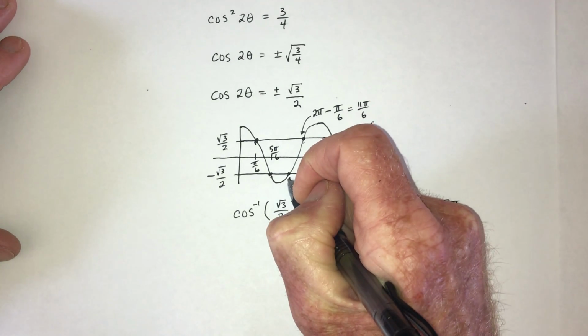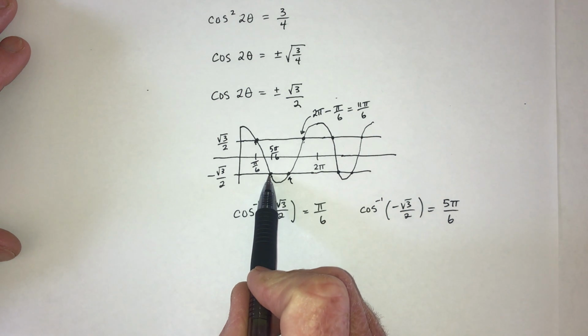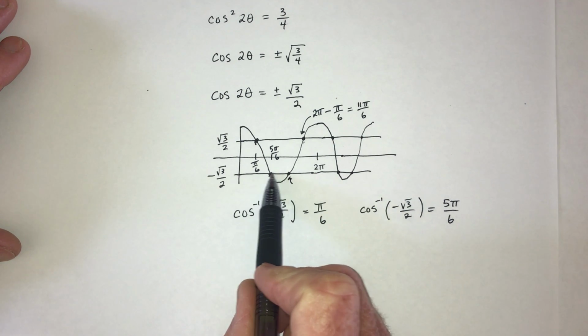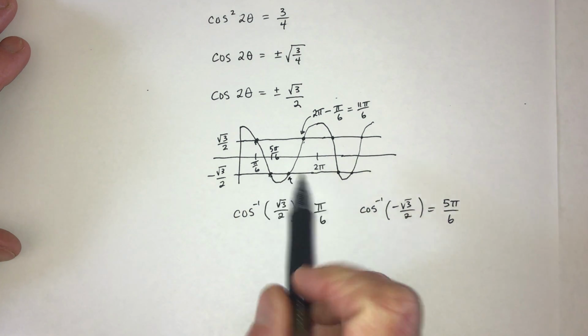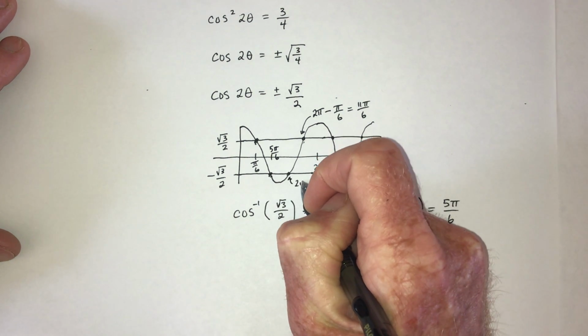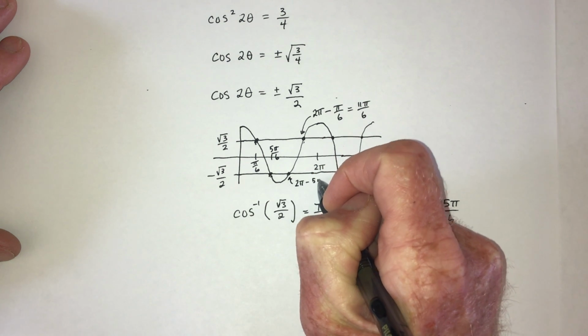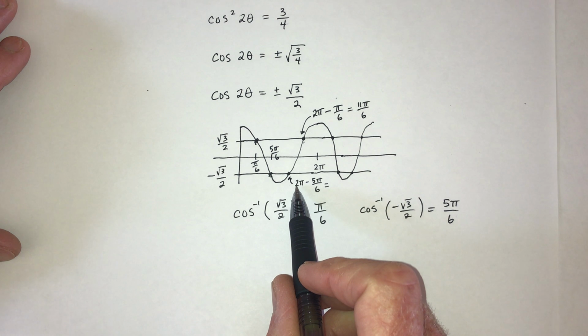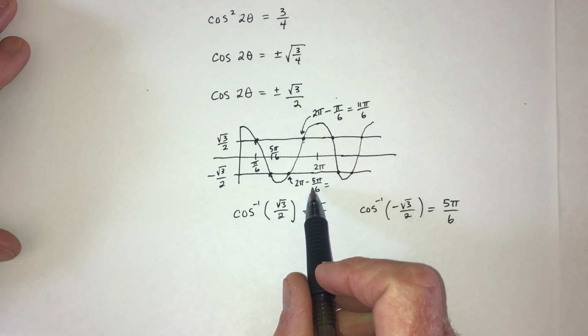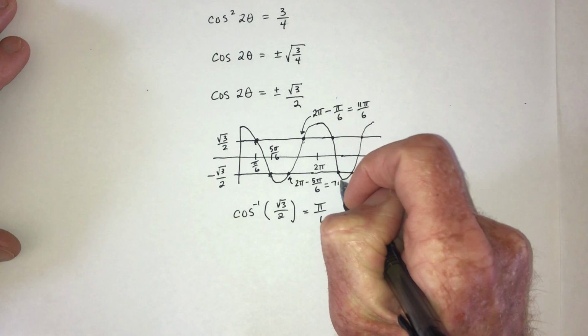What about this one? Well, this one comes from this line going straight across. So this is 5 pi over 6. And this one is to the left of 2 pi. So that's going to be 2 pi minus 5 pi over 6. So this would be 12 pi over 6 minus 5 pi over 6 is 7 pi over 6.